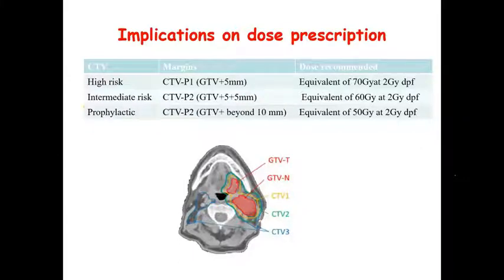Now, obviously, at the end of the publication, they've also gone on to propose that there might be implications on dose prescription. It is possible that the high risk zone may get the equivalence of 70 gray at 2 gray per fraction. Intermediate risk, you might lower to 60 gray. And the prophylactic zone, either in the primary, but more so in the case of elective lymph node bearing regions, you go ahead with the equivalence of 50 gray at 2 gray per fraction.